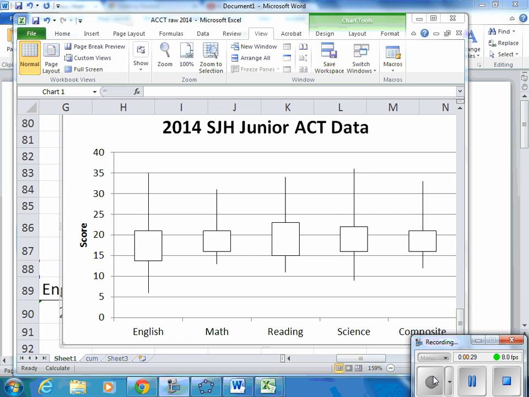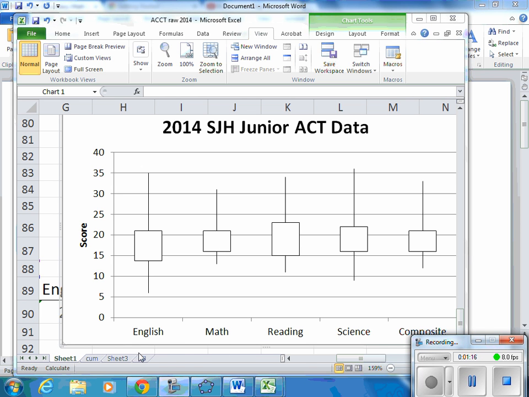If we look at the box plots of the scores for the juniors that took the ACT last year, this box contains 50%. Anything below the box, 25% of the students scored below that, and 25% of the students scored above that. So this bottom line is what we call the first quartile. This top line is the third quartile. The distance in between those would be a range. So if this goes from 16 to 21, the range would be 5.